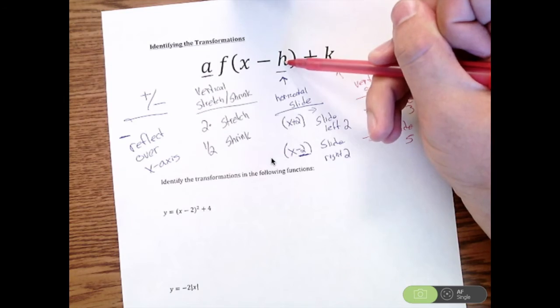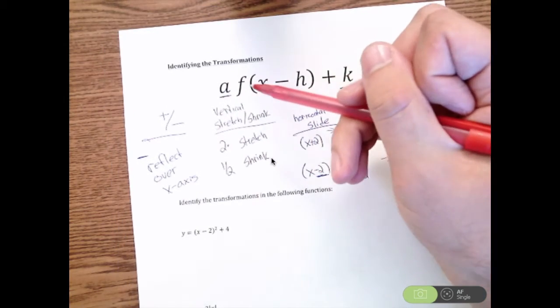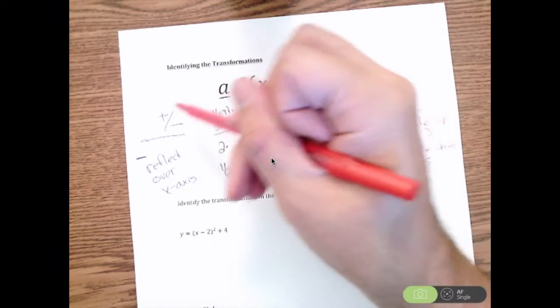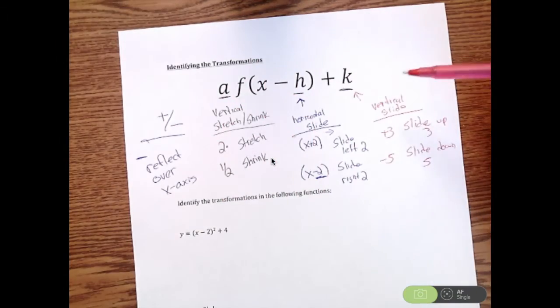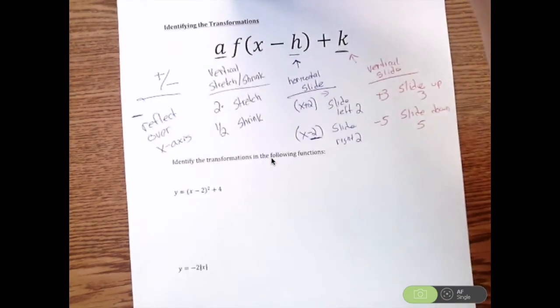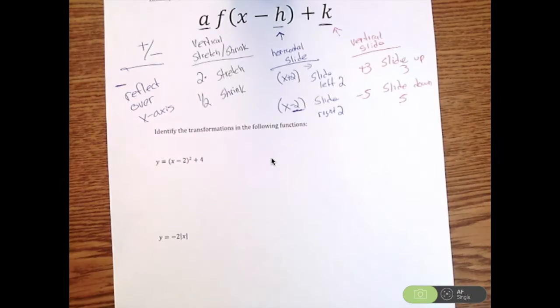H moves everything left and right. A is going to stretch or shrink things vertically, and you have to look out for those negative signs, which are going to reflect it. So here at the bottom, I have just 2 basic equations, and I'm going to identify the transformations that went on with them.